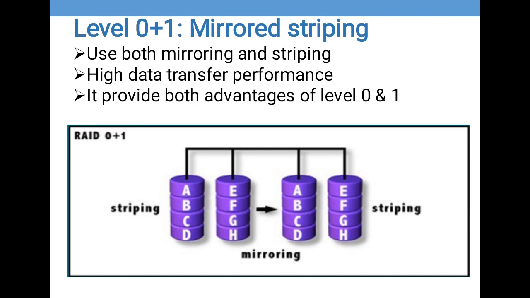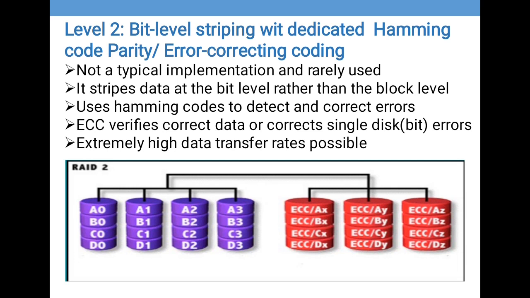The next level is level 0 plus 1. It uses both mirroring and striping as shown in a diagram. So it provides both the benefits of level 0 and level 1 RAID disks. And here the advantage is the high data transfer performance achieved in level 0 plus 1.